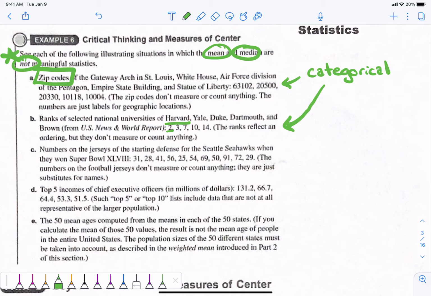What about numbers on jerseys? That's part C. Why would it not make sense? Because it's literally like a name. It's still another category, right? You wouldn't say MJ wears the jersey number 33.2, right? That doesn't make any sense.